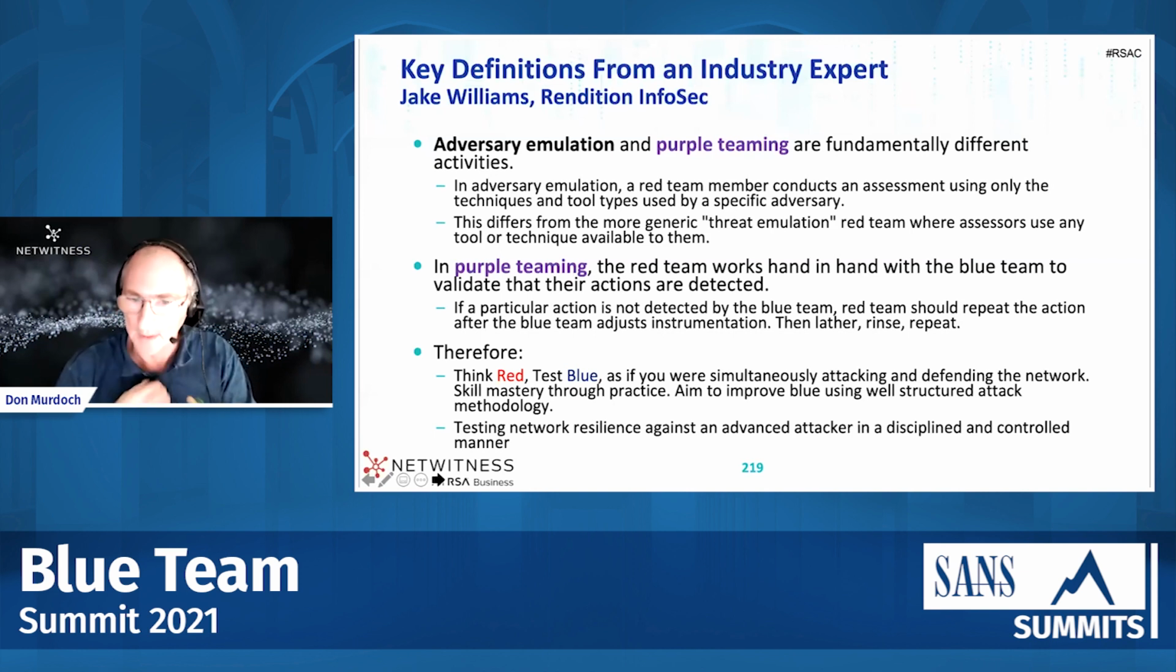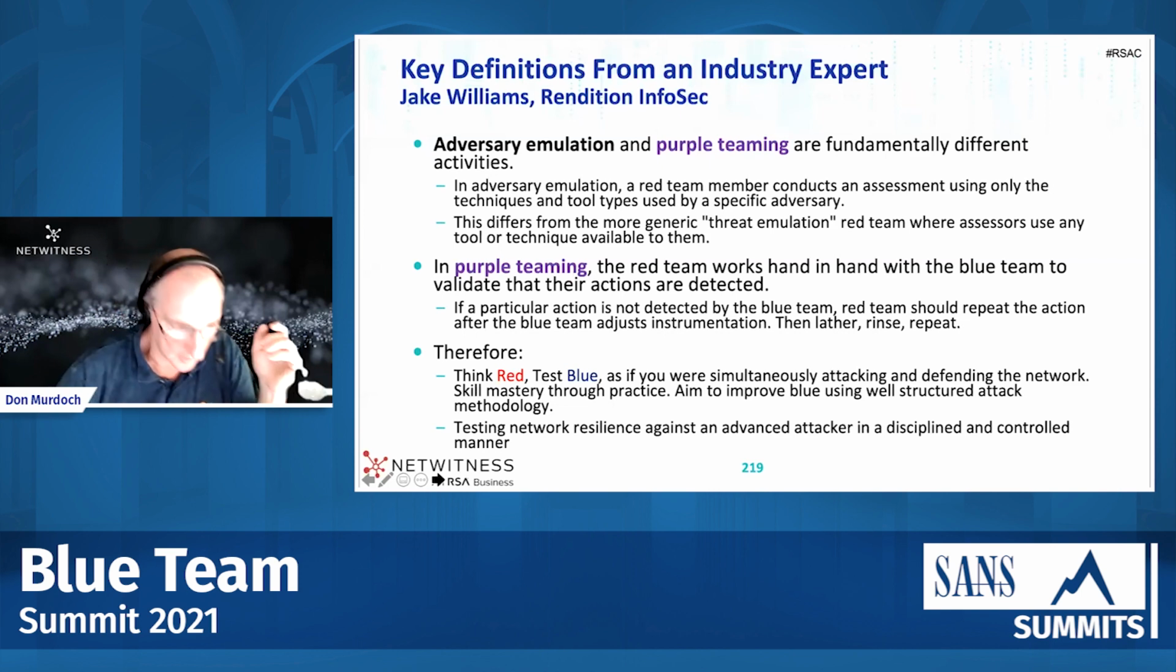In purple teaming, that's kind of a symbiotic exercise. Red does something, blue sees if they can detect it. They go back and forth, they iterate. And as we like to say in the DFIR side of SANS and the security operations side, we like to say, think red, test blue, as we build out our programs and our postures.